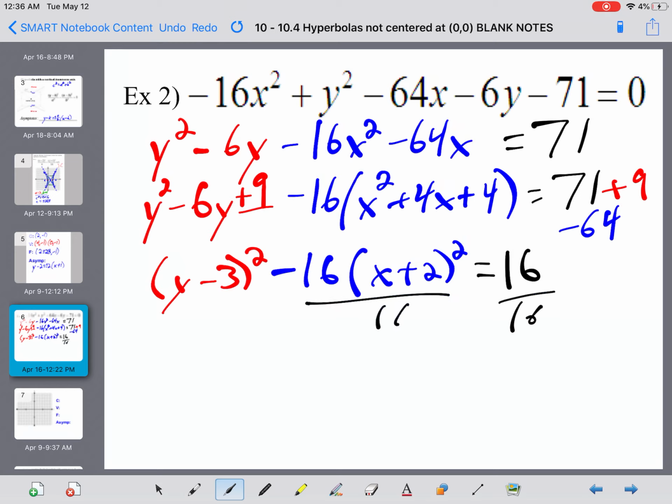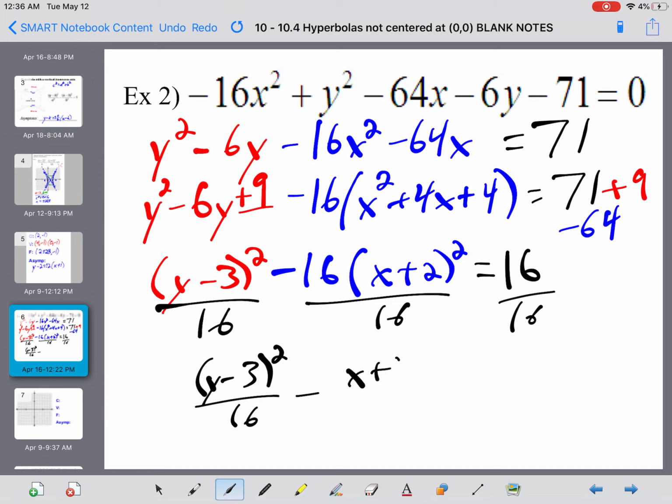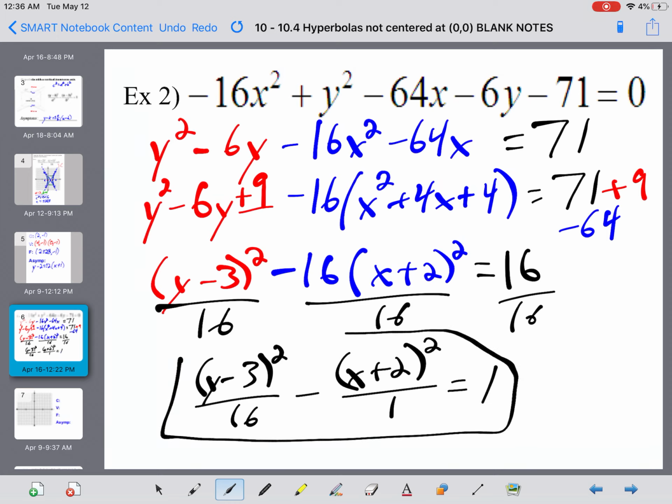One last step here, though. I have to get 1 on the right side. So I'm dividing everything by 16. So my final equation here is y minus 3 squared over 16 minus x plus 2 squared over 1 equals 1. All right. This is my equation I now need to graph.